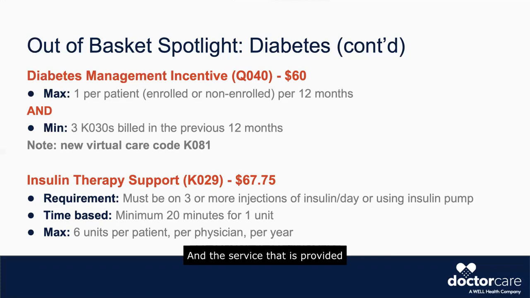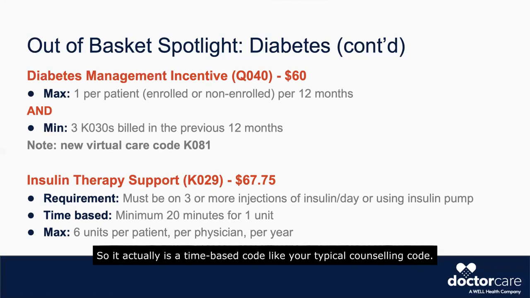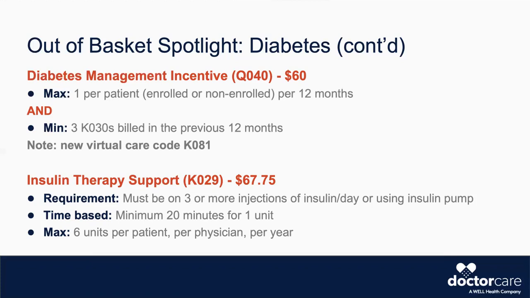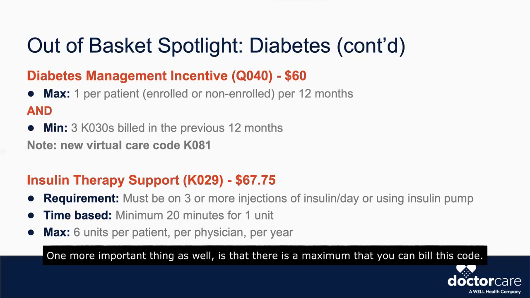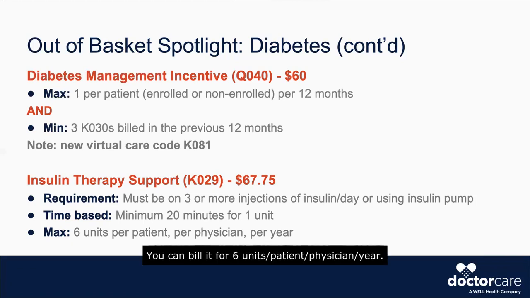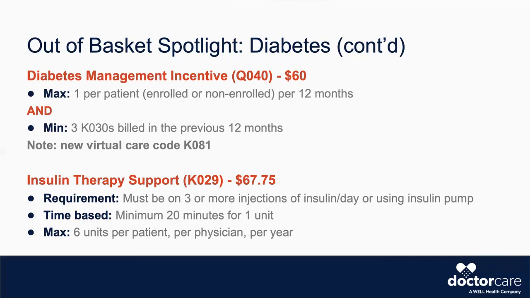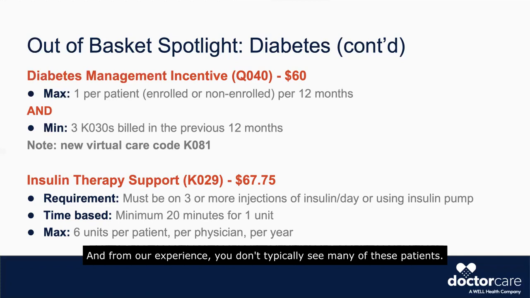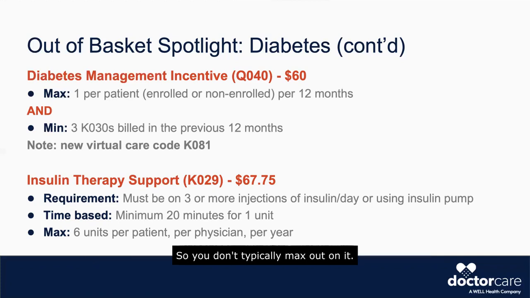And the service that is provided by you as a physician has to be a minimum of 20 minutes with the patient during the visit. So it actually is a time-based code like your typical counseling code. One more important thing as well is that there is a maximum that you can bill this code. You can bill it for 6 units per patient per physician per year. And from our experience, you don't typically see many of these patients, so you don't typically max out on it, but it is good to be mindful of the limitations.